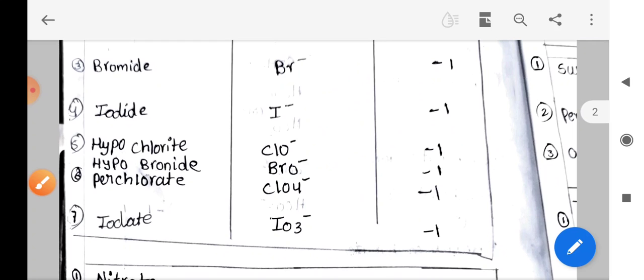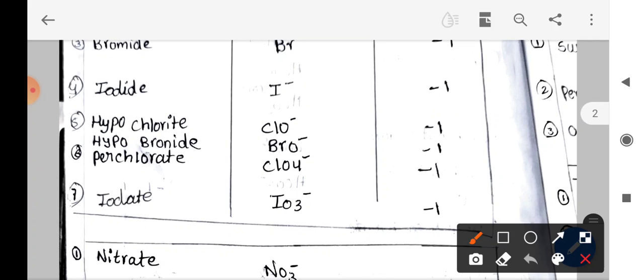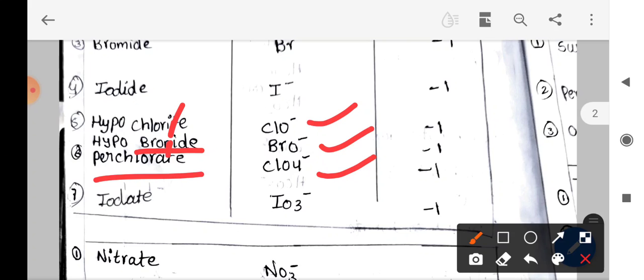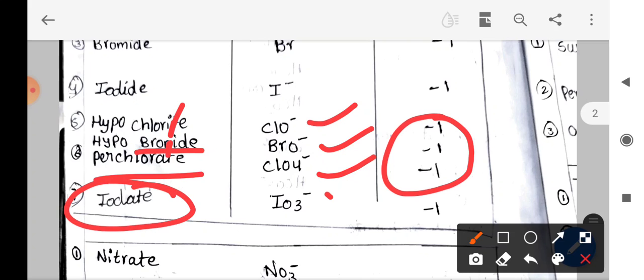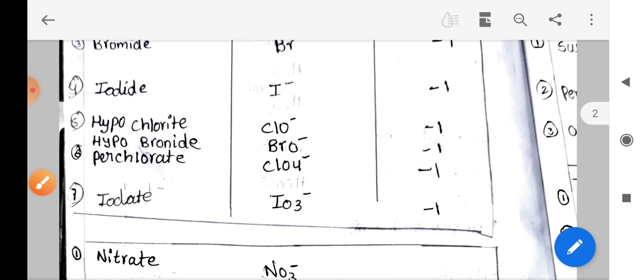If you take the hypochlorite, formula ClO minus, BrO minus, ClO4 minus. Hypochlorite, hypobromite, bromate. Perchlorate formula ClO4 minus. These are also monovalent ions. And also iodate IO3 minus 1. Now take a screenshot or note it down in your book. It is very important in future classes.